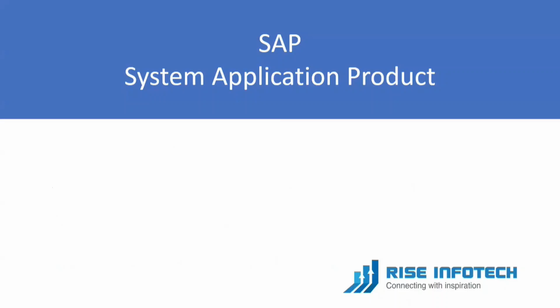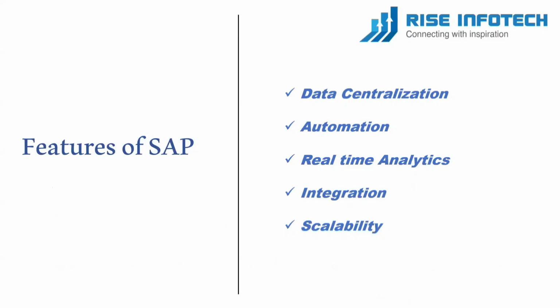SAP, the full form is System Application Product. In data processing, SAP is also the name of ERP software as well as the name of the company. SAP is a European multinational company founded in 1972. These are the features: data centralization, automation, real-time analytics, and integration and scalability.